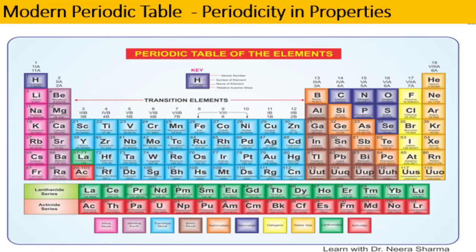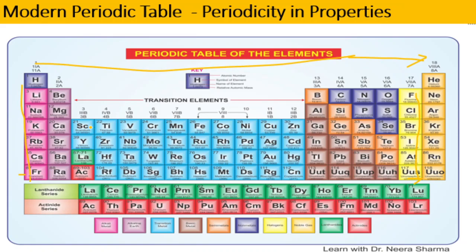In the periodic table, we will be learning about the periodicity in properties as we move across a period from left to right. So we go from left to right in a period, or we go from top to bottom in a group. So in any group we go from top to bottom.